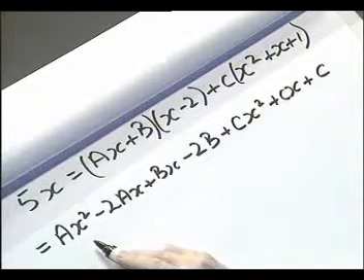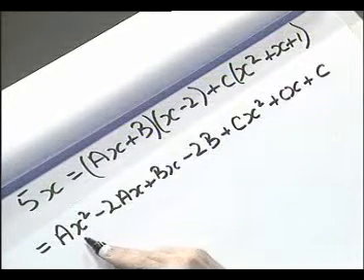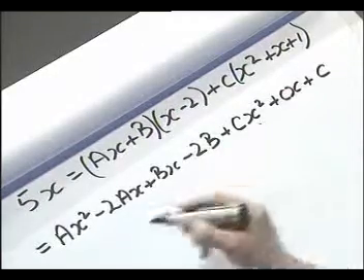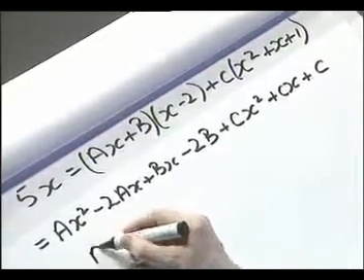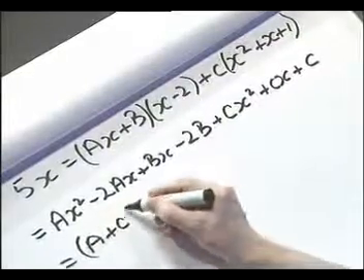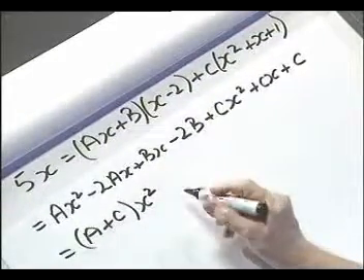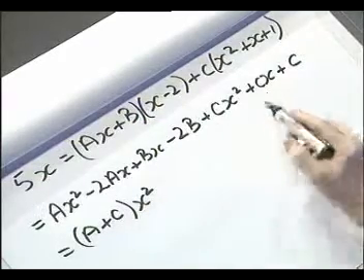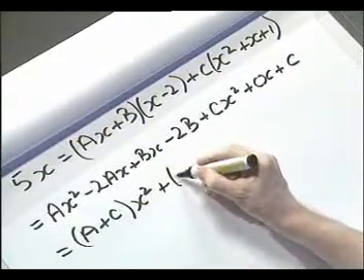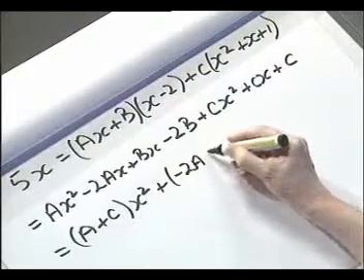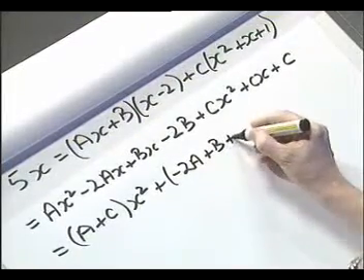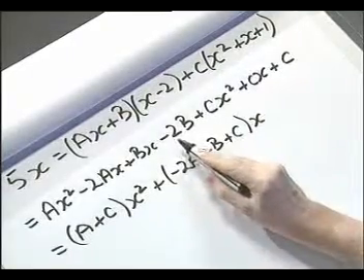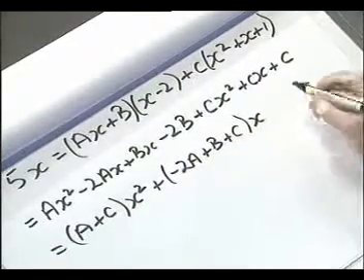Again, I'm going to collect like terms. So, for instance, for x squared, we have ax squared and cx squared. So we have a plus c times x squared. For x, we have a minus 2a, a b, and a c. So minus 2a plus b plus c times x. And for a constant, we have minus 2b plus c.